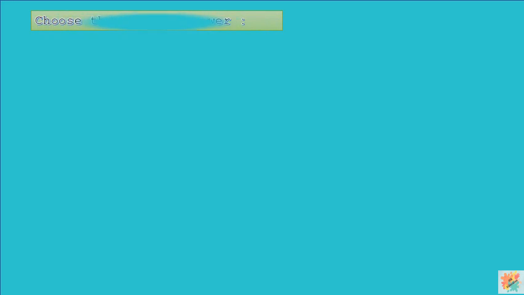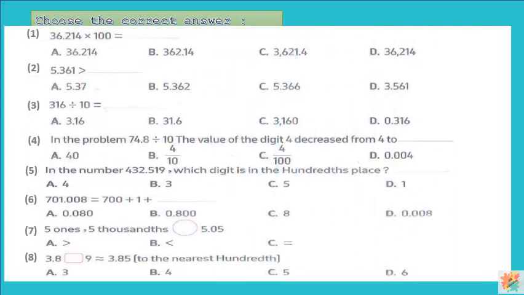Next, choose the correct answer. Let's solve together. Choose the correct answer. This question is among the questions expected to come in the exam. Number 1: 36.214 by 100. What do we do with multiply? Move the decimal place to the right. Okay, so it will be 3621.4. So letter C.